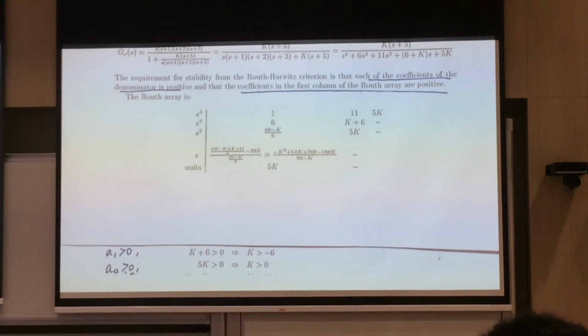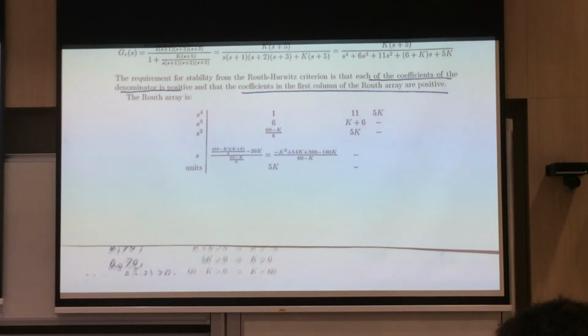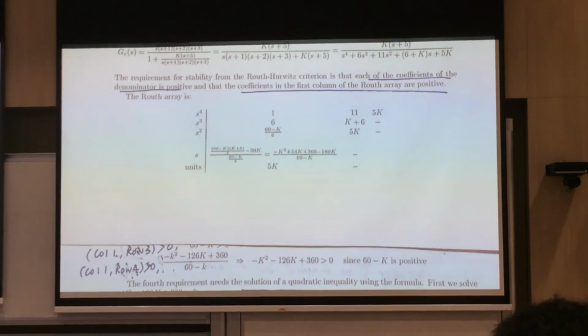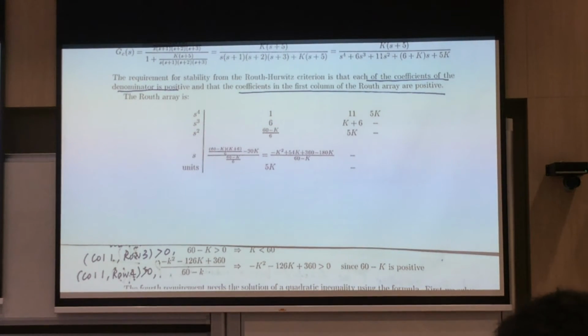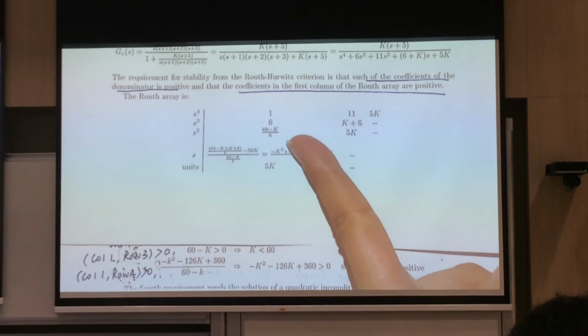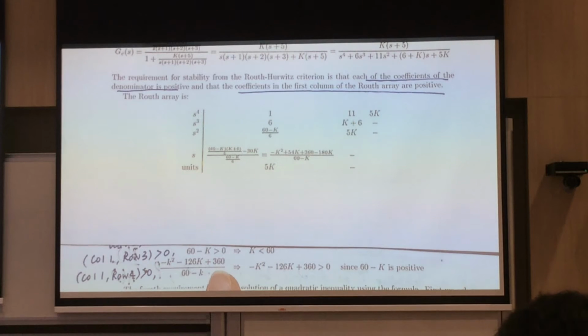Okay, we covered A1 and A0 just now. Then look at the root array. First column. Okay, so column 1, row 3 must be greater than 0. So 60 minus k over 6 must be bigger than 0. 60 minus k bigger than 0, k must be less than 60.